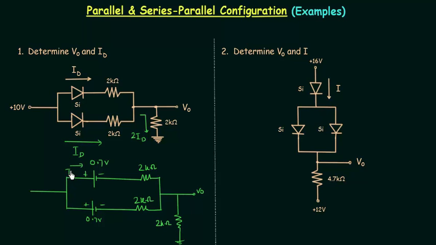ID is the current flowing in the two branches, and current flowing through this resistance is equal to twice of ID. Potential at this point is plus 10 volts. Now I will calculate ID. We will start from this point and move towards zero potential like this. This is ground, so it is equal to zero potential. We will start from 10 volts and move towards zero potential.